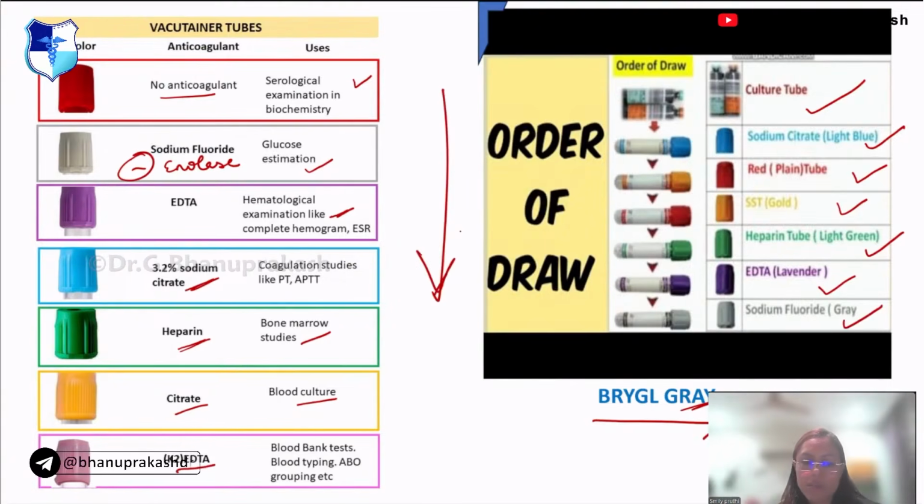Sometimes it is asked. So you should know each color having which anticoagulant or which thing, what is the use of it, and also the order of draw. Just this one slide, you are done with this topic. No need to search for this topic anywhere else. You're done with it. Whatever questions have been asked till date, this is enough for you.